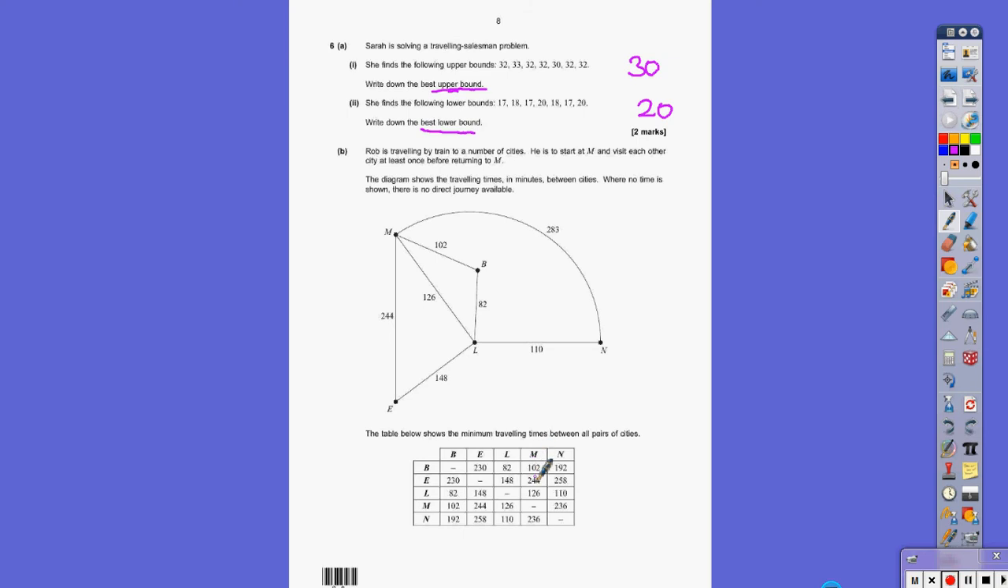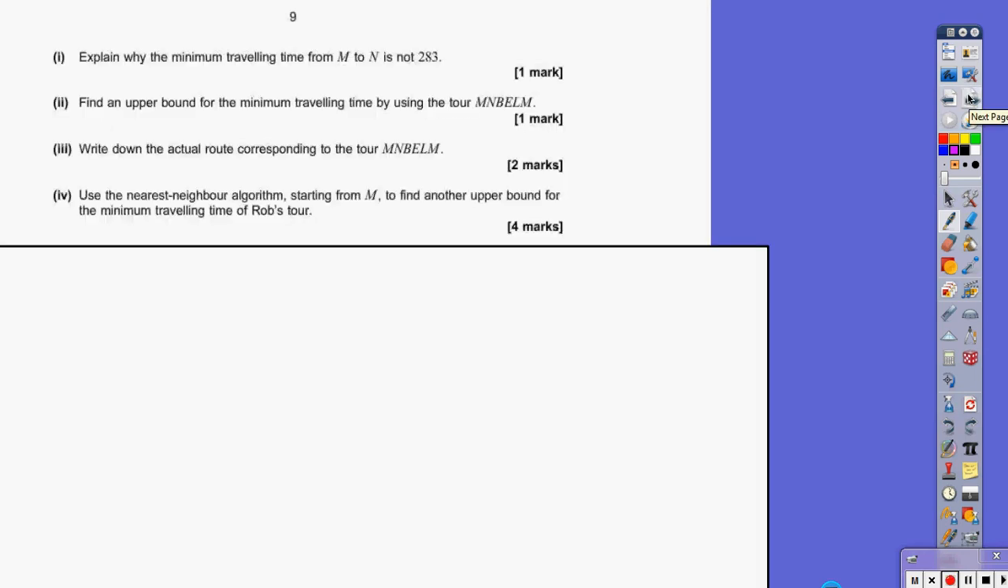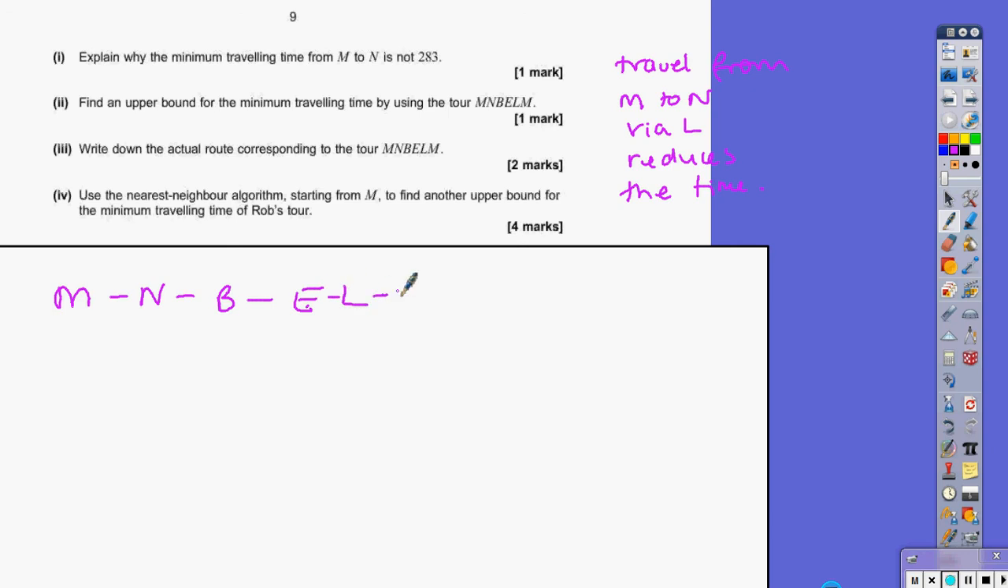So M to N down here is 236, and 236 you get by going along from here and here. So you have to explain in this part that travelling from M to N via L reduces the time. Okay, so that's the answer we're looking at. Find the upper bound for the minimum travelling time using the tour M, N, B, E, L, M.